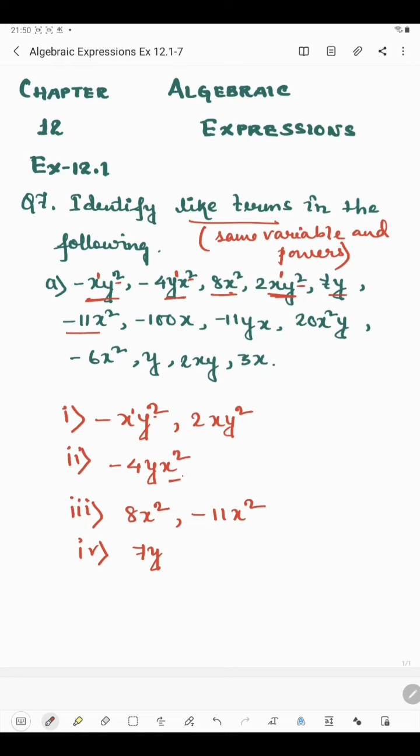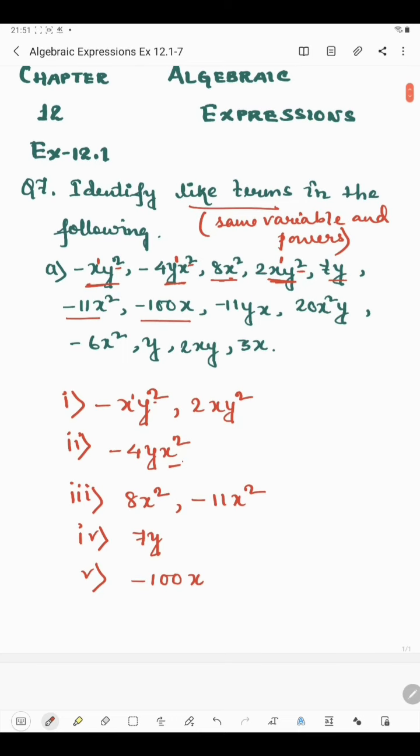Okay. Now next we have minus 100x. So if we have x term present over here, then we'll put this. Otherwise we'll put that separately. Okay. Now here we have xy square, here we have yx square, here we have x square term. So x term is not present over here, so we'll put separately minus 100x.